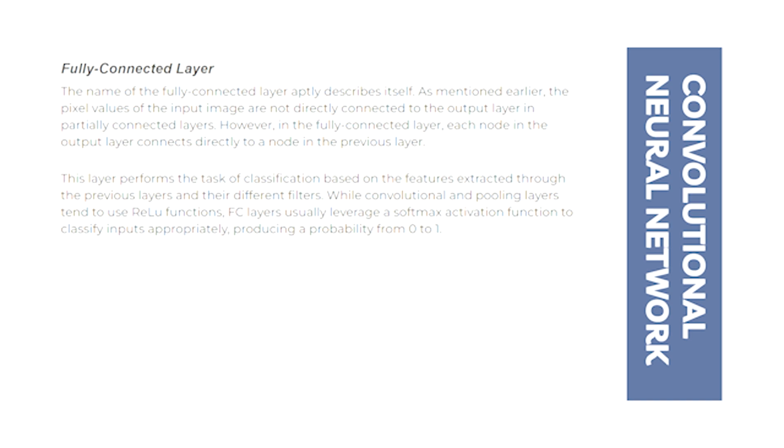The pixel values of the input image are not directly connected to the output layer in partially connected layers. However, in the fully connected layer, each node in the output layer connects directly to a node in the previous layer. This layer performs the task of classification based on the features extracted through the previous layers and their different filters. While convolution and pooling layers tend to use ReLU functions, fully connected layers usually leverage a softmax activation function to classify inputs appropriately, producing a probability from 0 to 1.